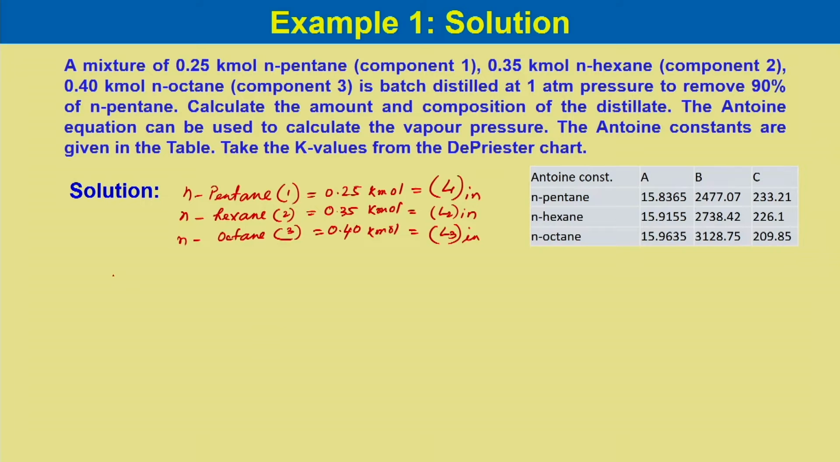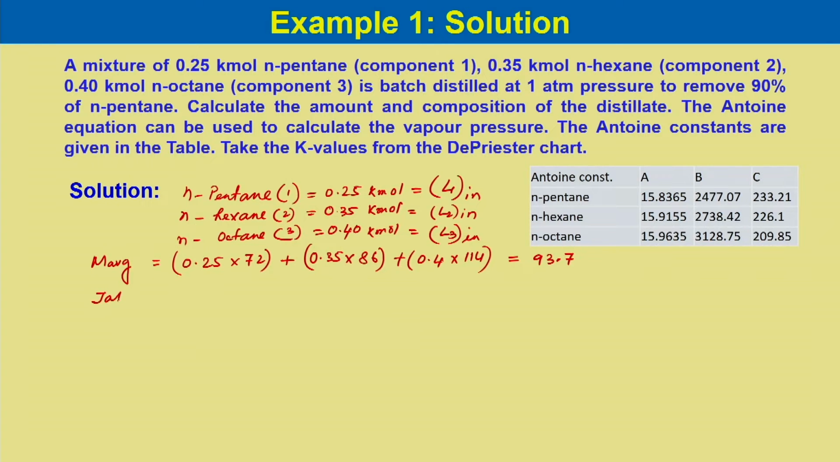Now, we can calculate the average molecular weight. So, M average would be equal to 0.25 into 72, which is the molecular weight of n-pentane, then 0.35 into 86 plus 0.4 into 114. So, this would be about 93.7.